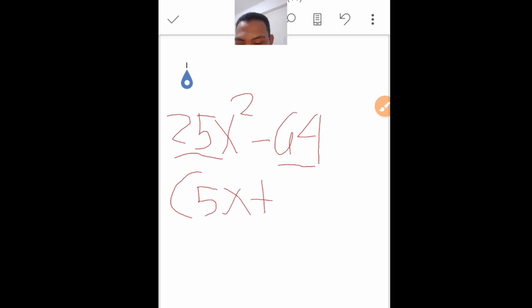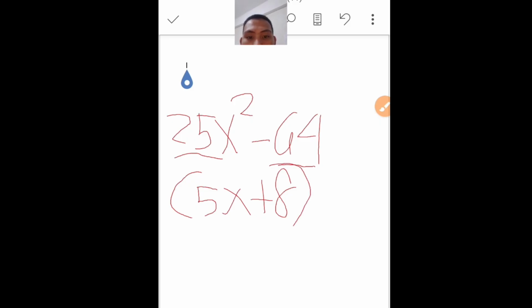So step 2, write them in two parentheses, one with the plus and one with a minus. So only that, plus and minus. Next, 25x squared, the square root of 64, the square root of 64 is 8. So we put 8 here, close parenthesis.